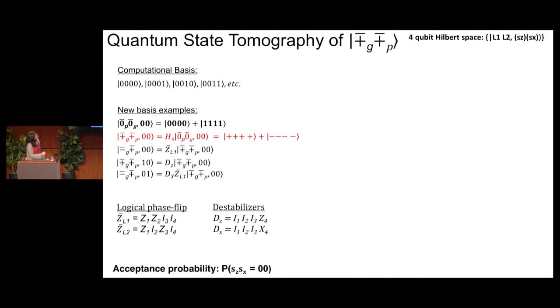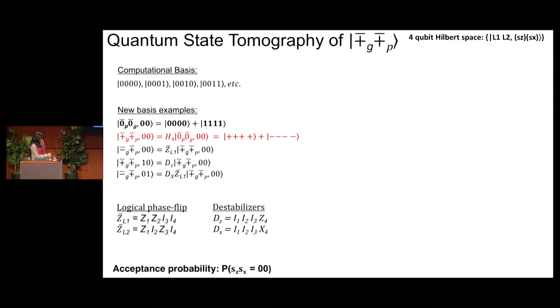Looking here, you could start from, say, a 0,0 or a plus plus state, and here I'm writing a perfect 0,0. The SZ and SX is 0,0. So this is the proper logical plus plus state, and by applying either a bit flip or a phase flip on the logical 1 or applying a destabilizer, you could change these bits, the 4-string bits. And this is going to be the new basis I'm going to use to look at the reconstructed states.